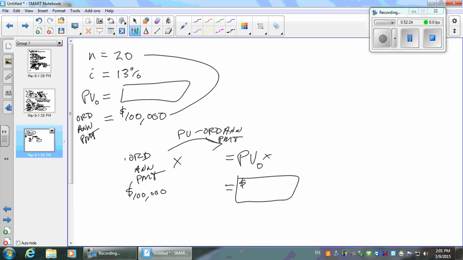All right. So what is that factor? Let's see. Interest rate 13. Number of periods 20. What's the factor for 13%, 20 periods present value?